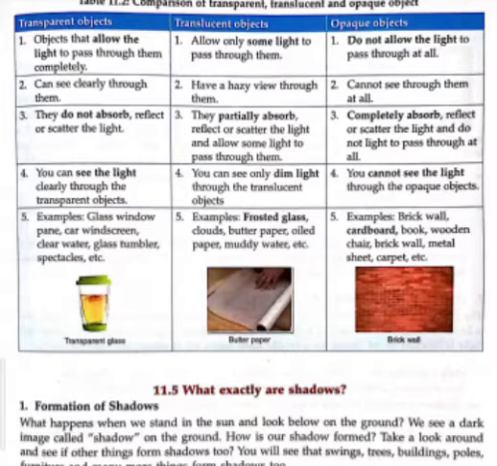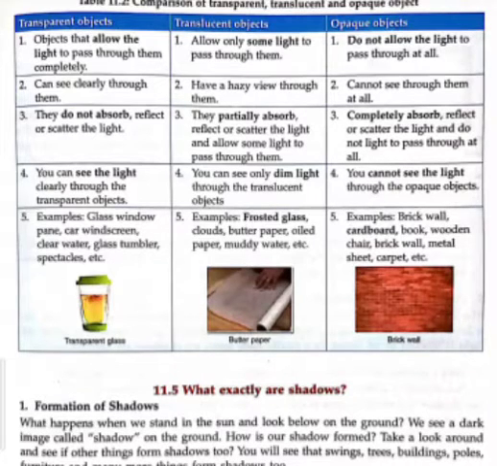Whereas translucent objects partially absorb the light, and some light passes through them and some light can reflect. And in the opaque object, the complete light is reflected and we are not able to see through them.